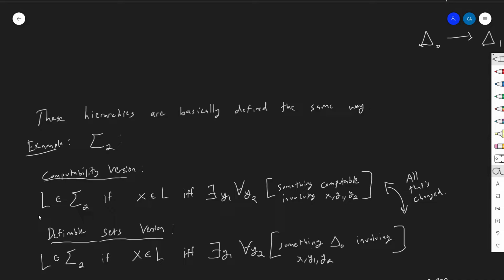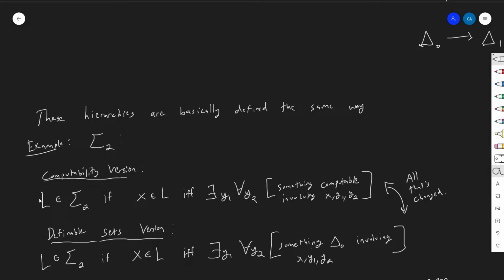Here's the sigma 2 example, just comparing the two. We said that a problem is sigma 2 if essentially there exists a y1 such that for all y2, something computable involving x, y1, and y2. And this determines membership in the set L. So this is the part where decision problems are representable not just as sets of strings, but also as sets of numbers.